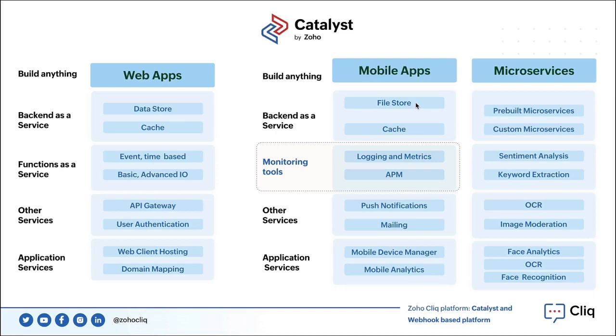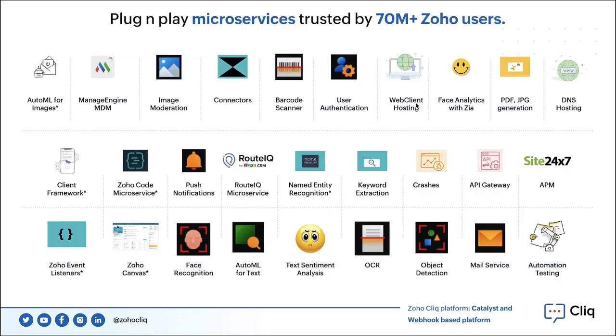So all of these are achieved using pre-built microservices, which could be customized according to your needs. And we also have artificial intelligence, which is integrated into the Catalyst platform. The capabilities include AutoML, image moderation, face analytics, or even sentiment analysis. So these are a couple of plug and play microservices that are available at your use.